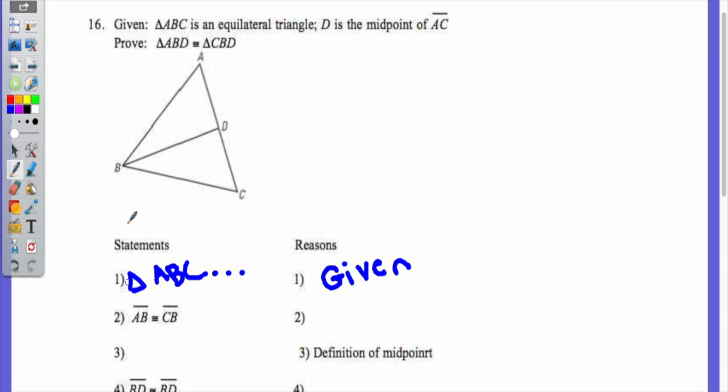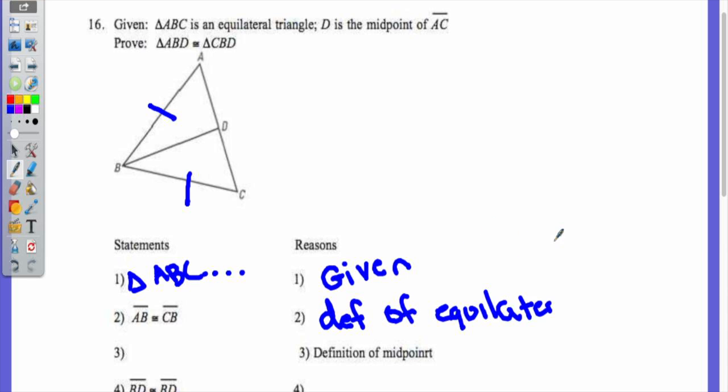Now in the next step they say side AB is congruent to side CB. How do we know that? Because it's an equilateral triangle. Actually, AB is congruent to CB. It's also congruent to CA. So my reason is definition of equilateral triangle.